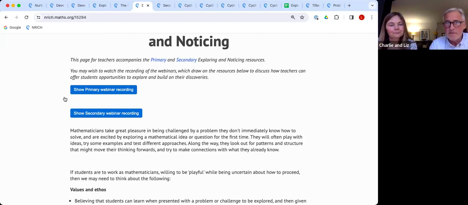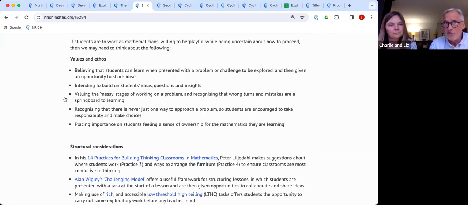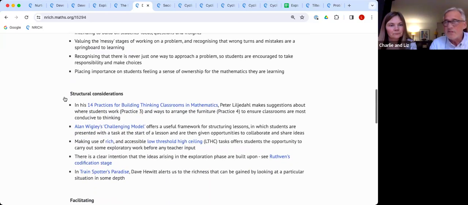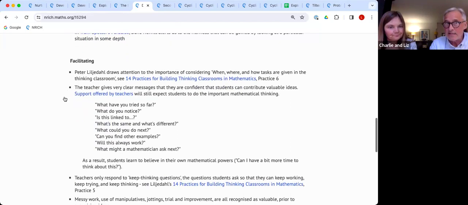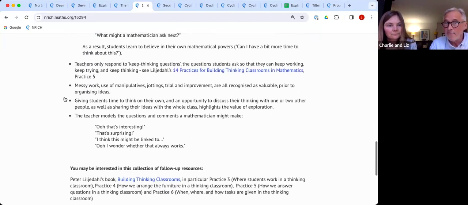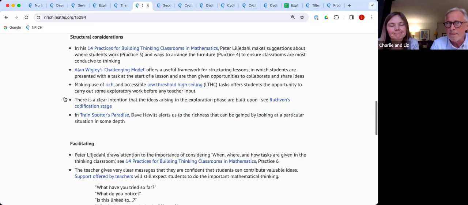We've split this up into three sections: values and ethos, structural considerations that we found really useful, and our final heading, facilitating. We'll talk about each very quickly because you can go back to this page, and we'll show you it again at the end. At the very bottom of the page, there are some other resources that you might find interesting.